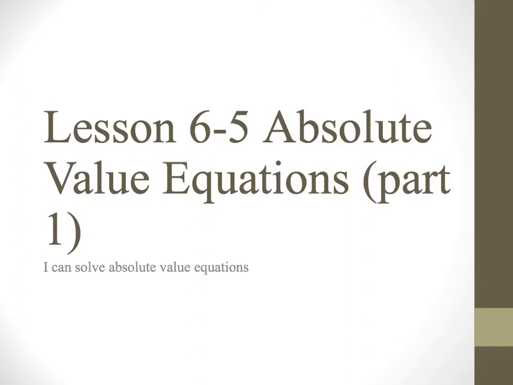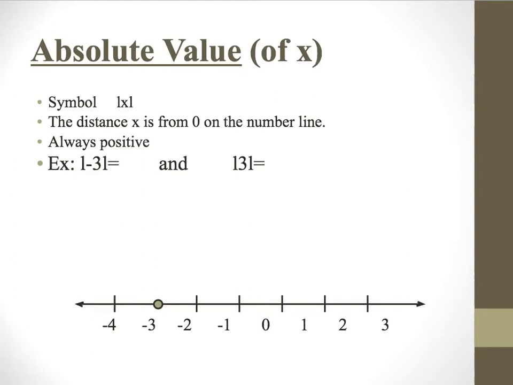In this lesson, you will be learning about absolute value equations. If we look at the first one, we know that the symbol for the absolute value is two lines around the variable or the number. This number right here represents the distance from 0 on the number line.